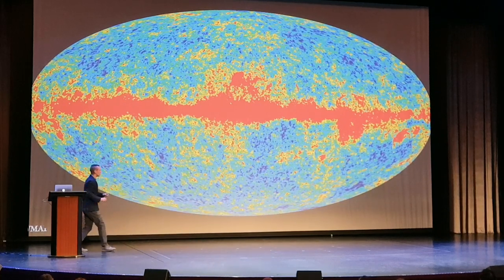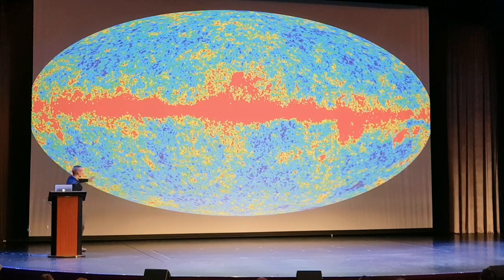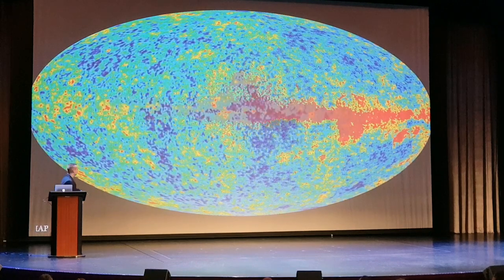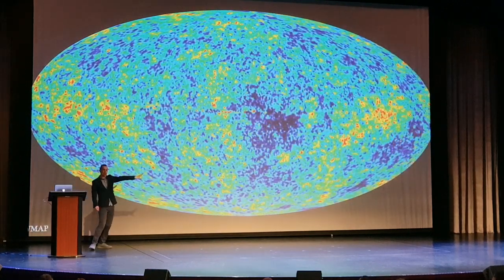But in this talk, it's not actually the galaxy that we're really interested in. This galaxy is actually kind of a foreground. And if we carefully take the different frequencies of microwaves that we get, we can do a pretty good job of removing the galaxy and seeing right through it. And we get this picture here.